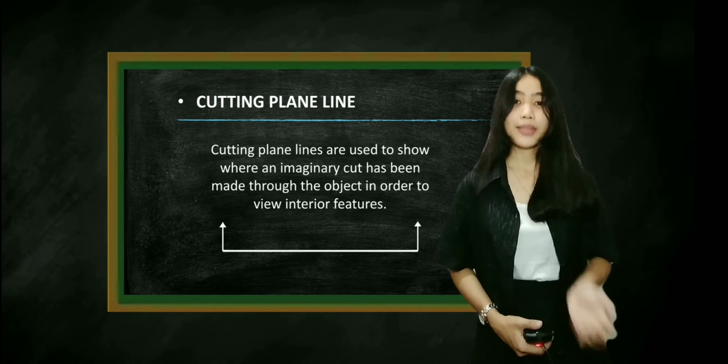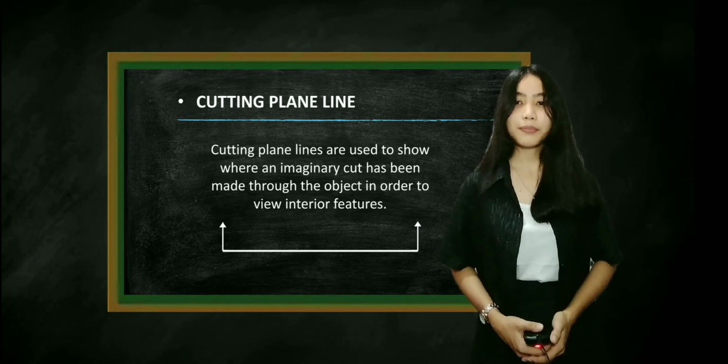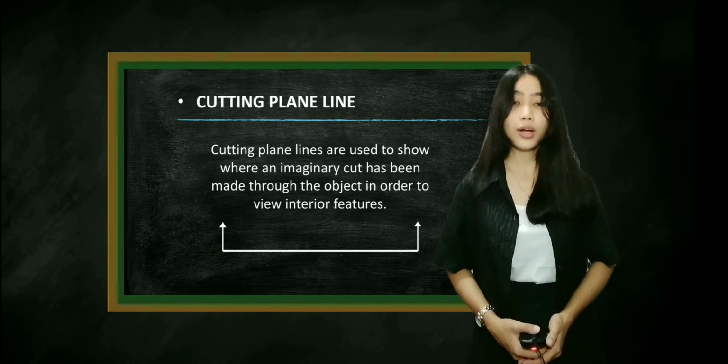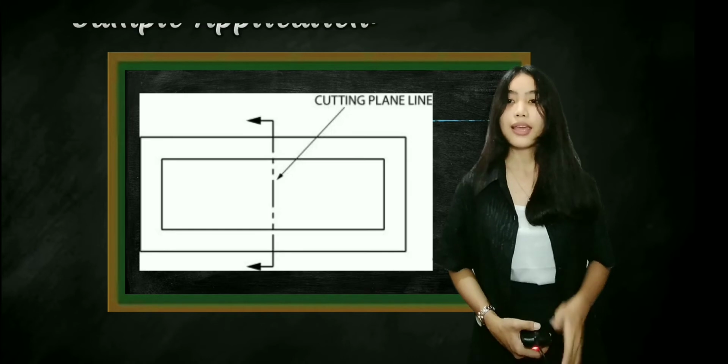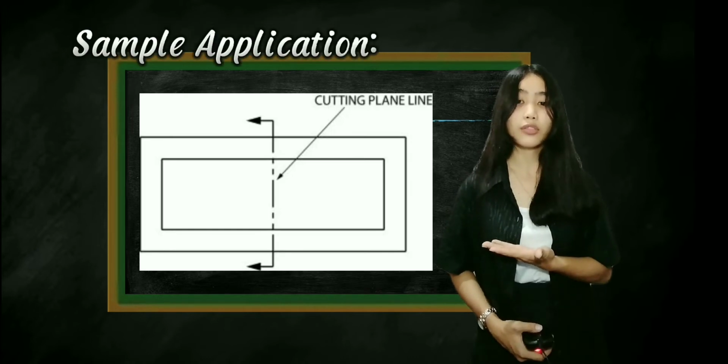Number 7, cutting plane line. Cutting plane lines are used to show where an imaginary cut has been made through the object in order to view interior features. Here is a sample application of cutting plane line.